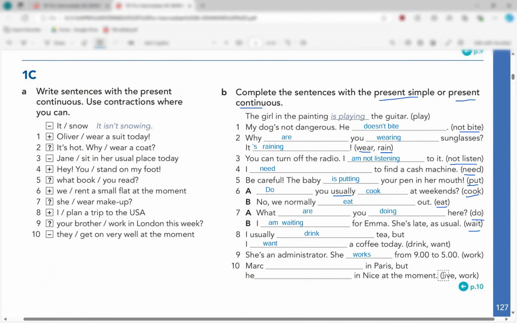Right? Number 10, live and work. Mark in Paris. So this is general information. Mark, again, lives, because Mark is he. He, she, it. John is he. Kate is she. My mother is she. My father is he. So when we do that, we need to use s, present simple. Mark lives in Paris. But at the moment, now, temporary action, he's working in Nice at the moment. And that's it, guys.